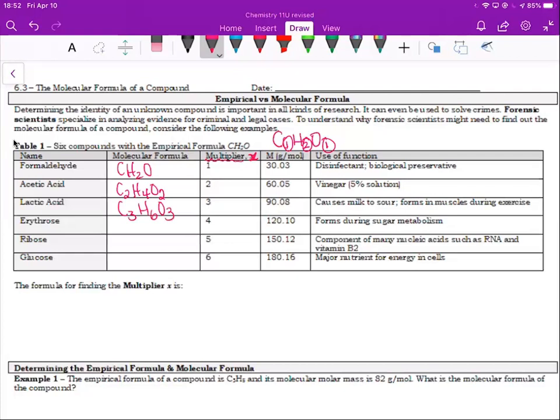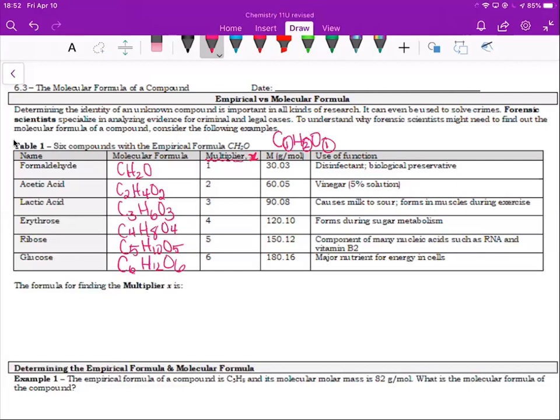And then we have C4H8O4, C5H10O5. That is ribose, which is a type of sugar, and then glucose, which is made in plants, and then we use it. It's a major nutrient for energy in cells. So everything that I'm doing there is I'm just multiplying my subscripts by the multiplier in my empirical formula.